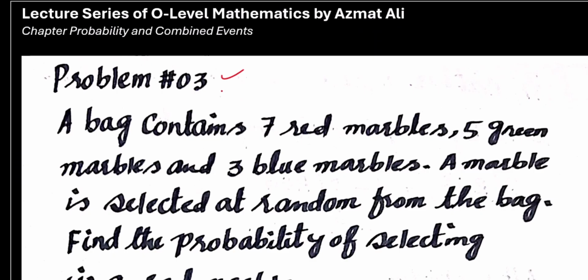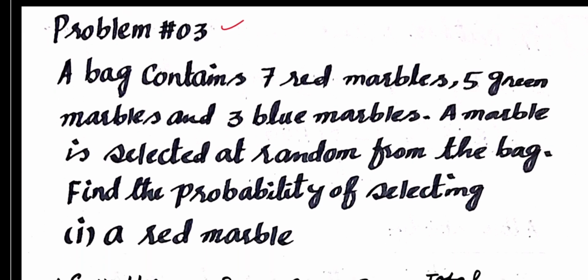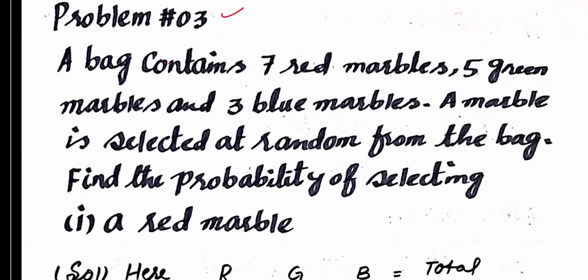This is problem number 3. This problem is also very interesting, and this type of problem you can also see in your past papers. The problem says a bag contains 7 red marbles, 5 green and 3 blue marbles. A marble is selected at random from the bag. Find the probability that this is a red marble.